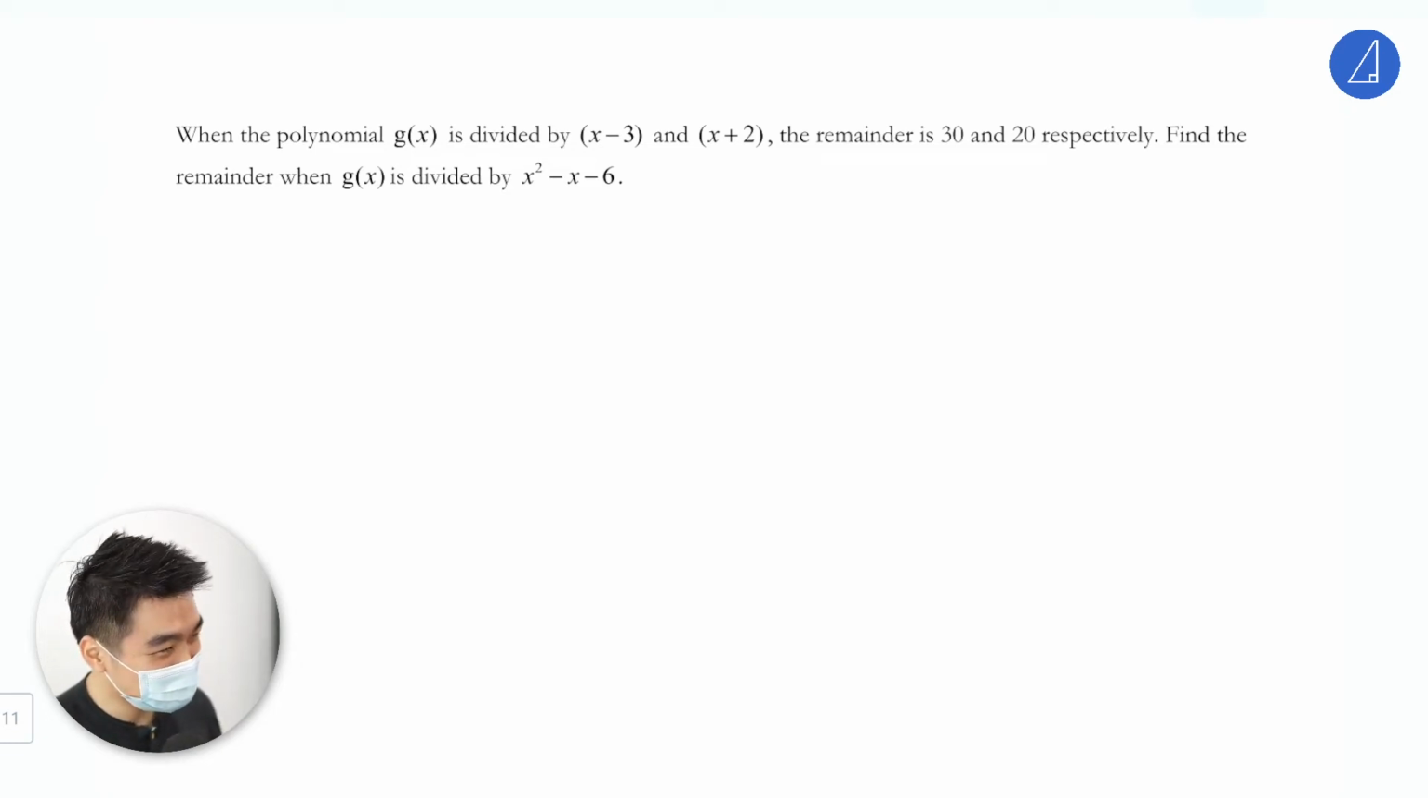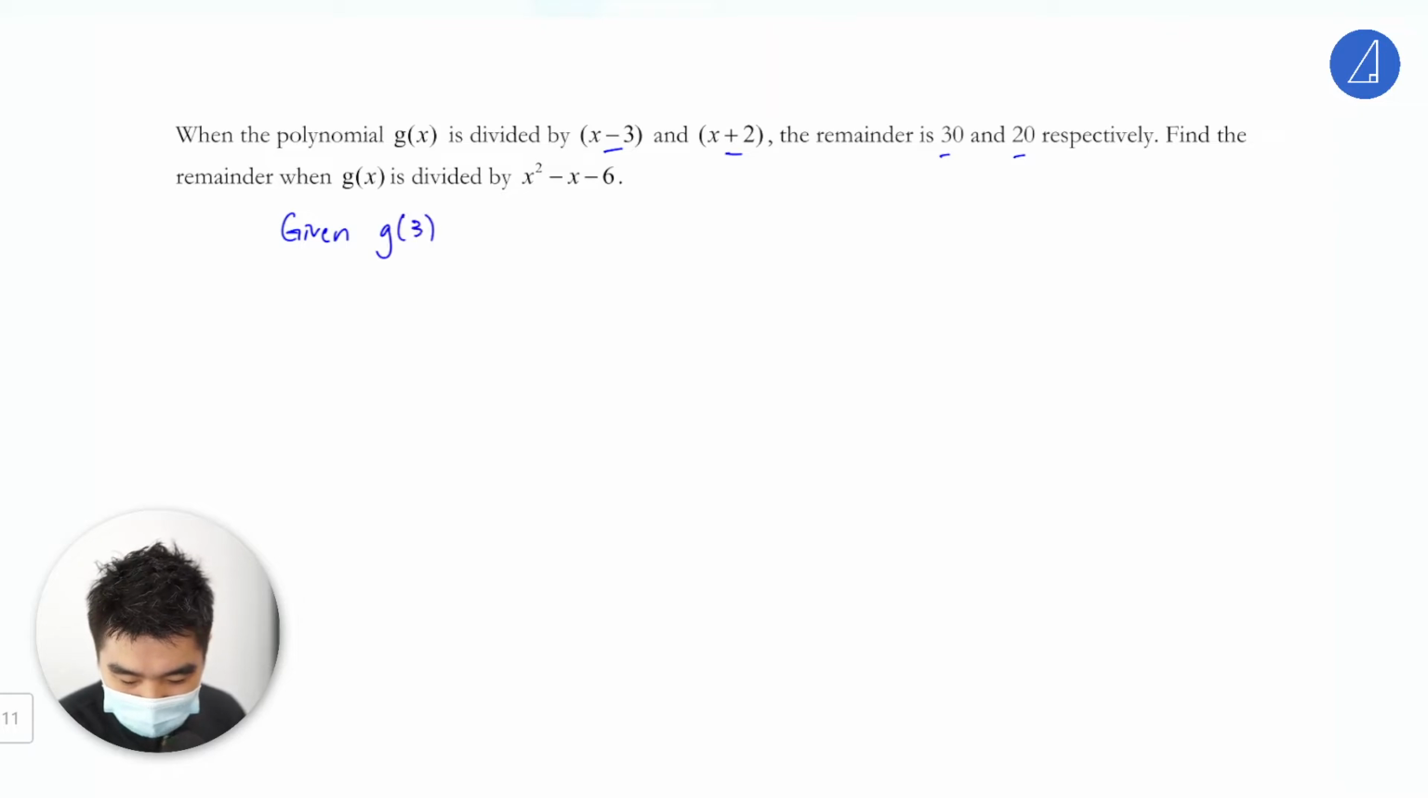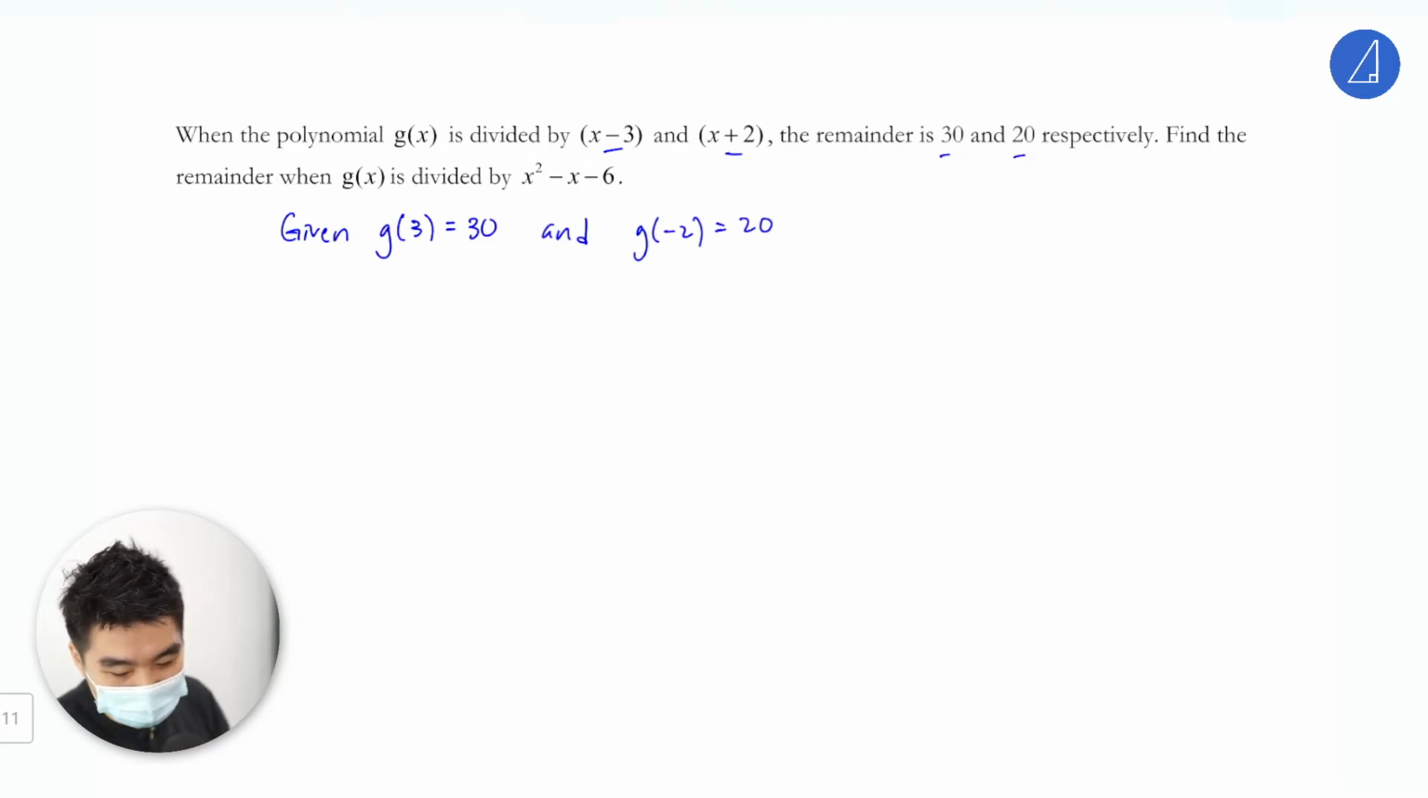So it's one of the first things that we learn about polynomials actually. And this is what I mean when I say that it gets really tough sometimes, all right? So when this polynomial g(x) is divided by x minus 3 and x plus 2, the remainder is 30 and 20 respectively. So let's write that down, regardless of how we're going to use it. Given g(3) is equal to 30, that's your remainder, using remainder theorem, and g(-2) is equal to 20. This will come in handy later, but let's write it in this form, easier for us to process.